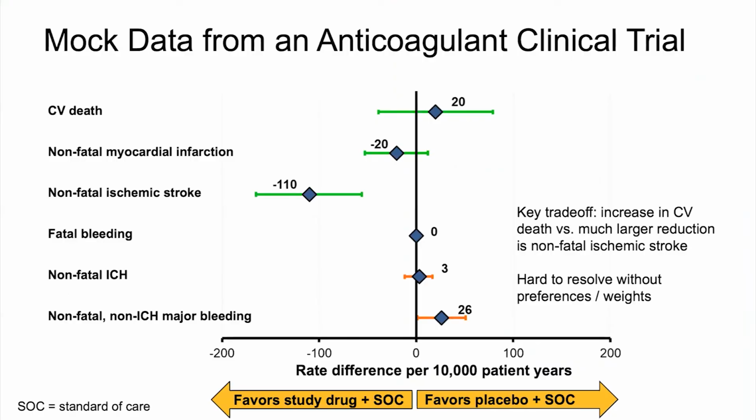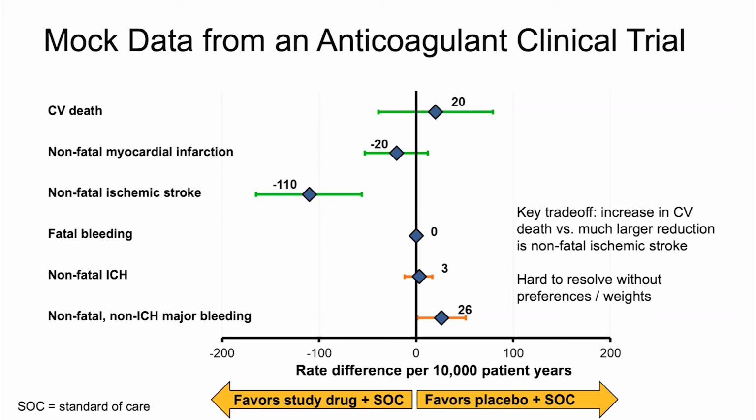So let me show you an example of a fake problem from an anticoagulant. So you're either preventing clots or you're causing bleeding, except in this case, you could see that the drug has caused, out of 10,000 patient years, 20 cardiovascular deaths with a wide confidence interval that intersects 0. So it's not significant. But between that and the non-fatal, non-intracranial hemorrhage major bleeding, you wonder, is this a good drug? Well, you can also see it prevents 110 ischemic strokes that are not fatal. So there's the question. I caused non-significantly 20 deaths from any cause, but I prevent 110 non-fatal ischemic strokes. Am I helping more than I'm hurting? That's a hard question, and hard to resolve without weights or preferences.